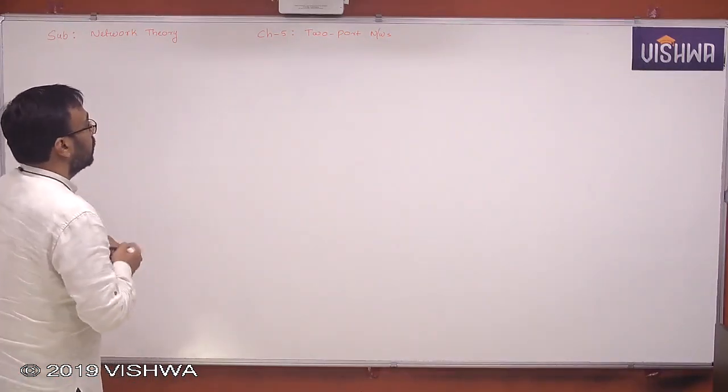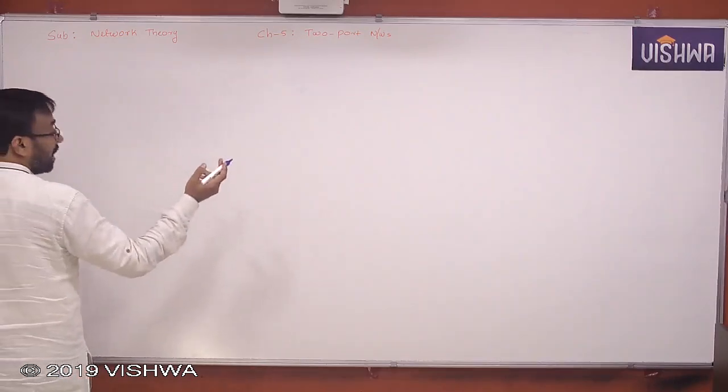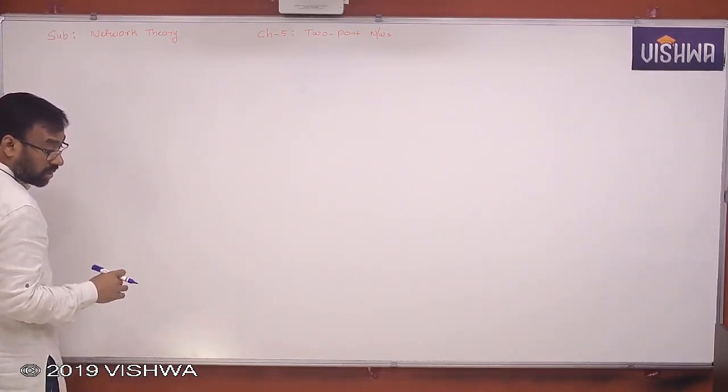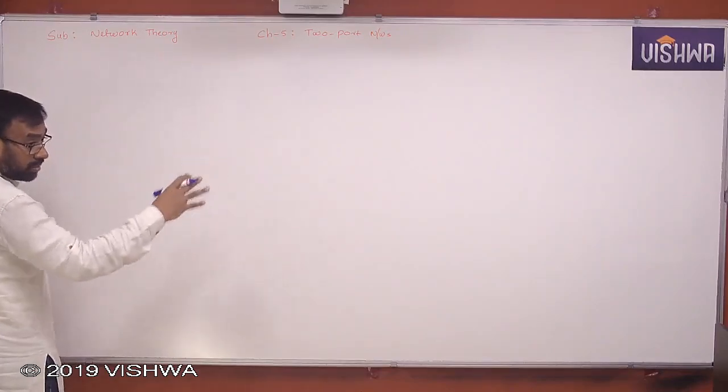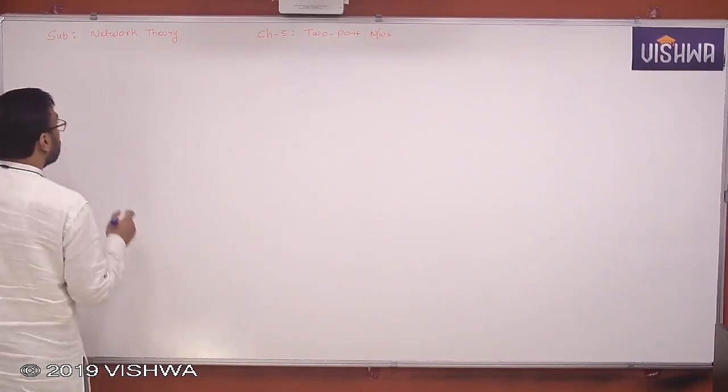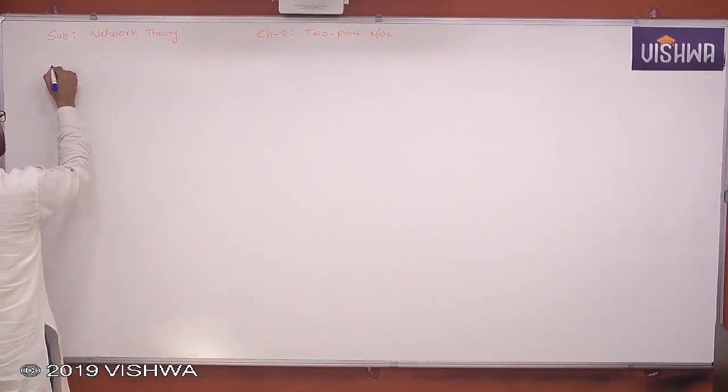Now, let us look at, because last class we discussed parallel combination of two-port networks, and we concluded the overall Y matrix is sum of individual Y matrices. Okay. Now the fourth one is hybrid combination.